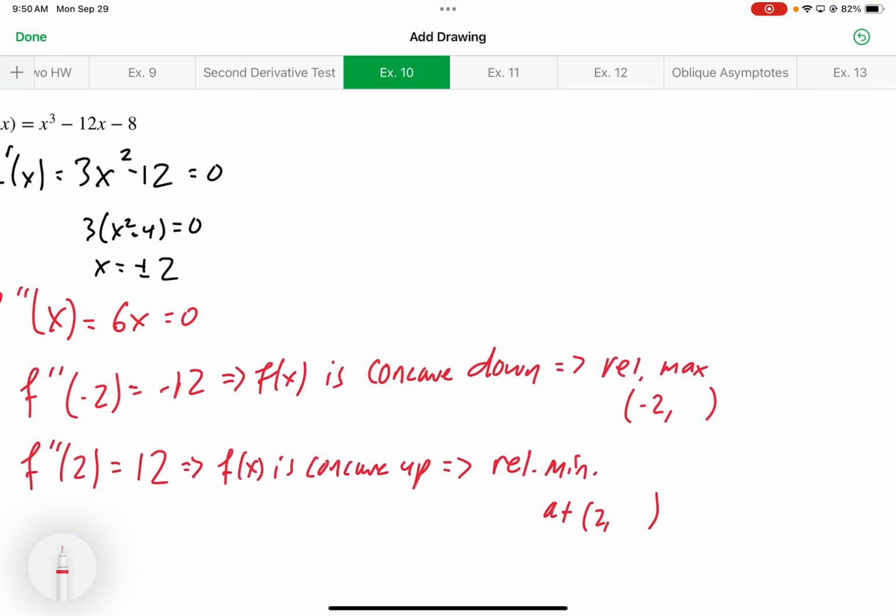All right. So let's plug those values into my original and then see what we get. If I plug in negative 2, cubed is negative 8, minus 12 times negative 2 is going to be plus 24. So 24 minus 8 is going to give us 16.